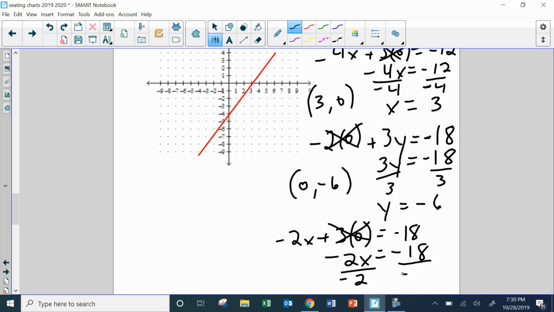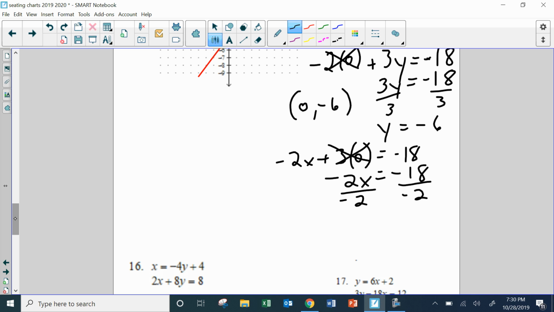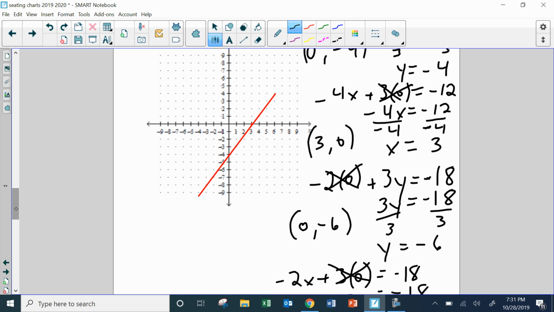Again, I'm just going to mention it. It's not a factor here, but if I'm dividing by a negative as my last step, if this was an inequality, I would need to flip the sign. So I get x equals positive 9. So in this case, my last point I need is 9, comma 0, since I made y 0 and solved out and got it. So my 2 points to plot on this other line would be 0, comma, negative 6.